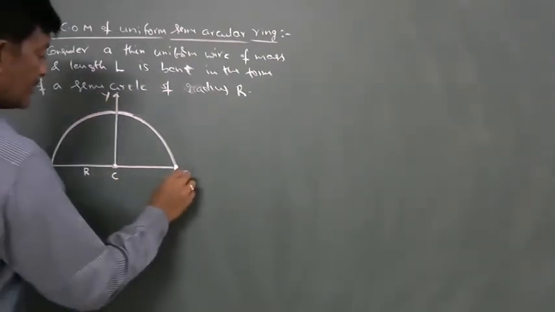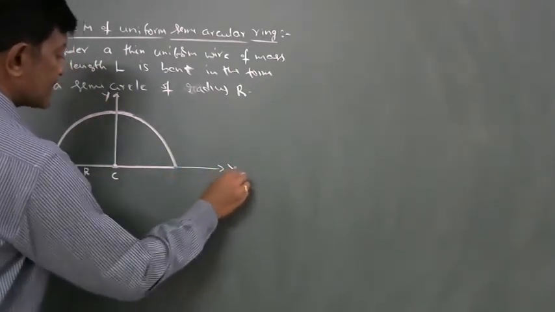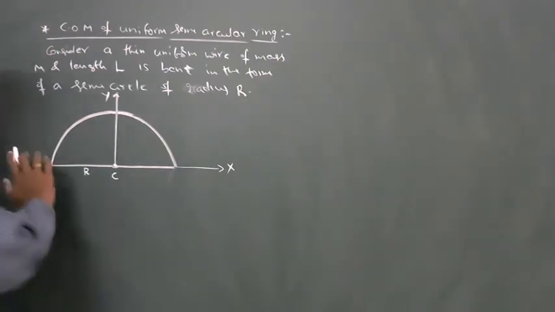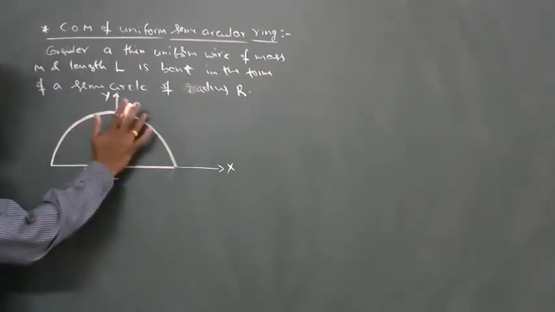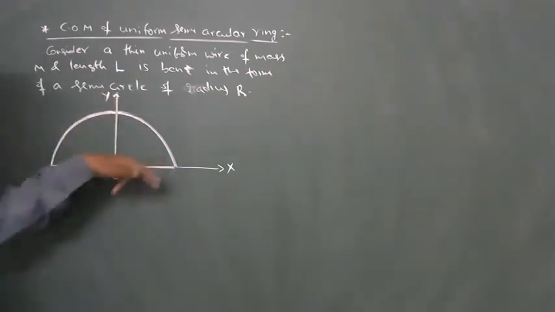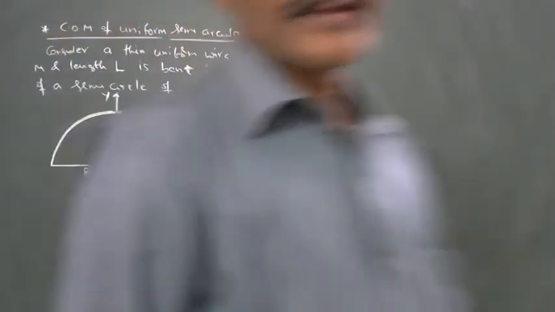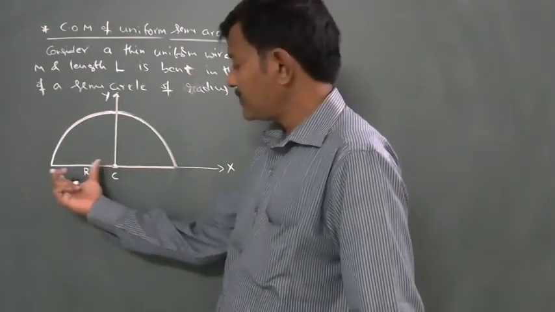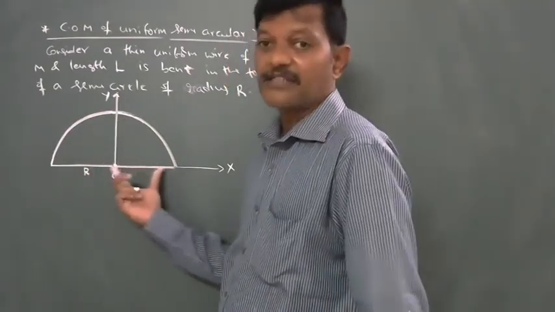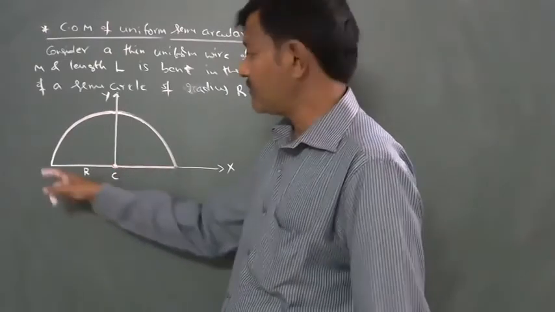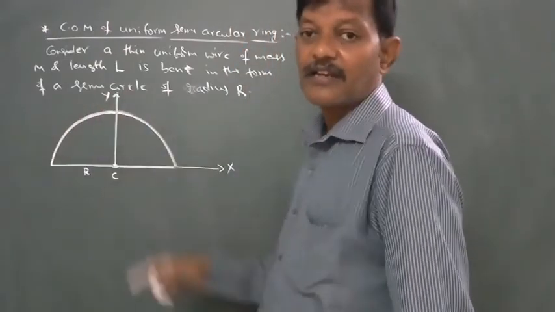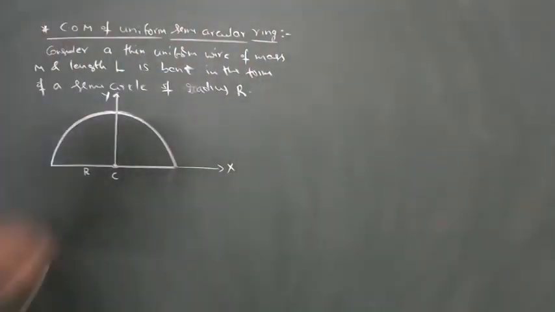Okay, and this is the x-axis. This is the y-axis. Okay, this is the mass of the ring. The mass of the ring is distributed along the circumference of the semicircular ring. Here there is no mass. This is just the base. Whole mass is distributed along the semicircular circumference of the ring.